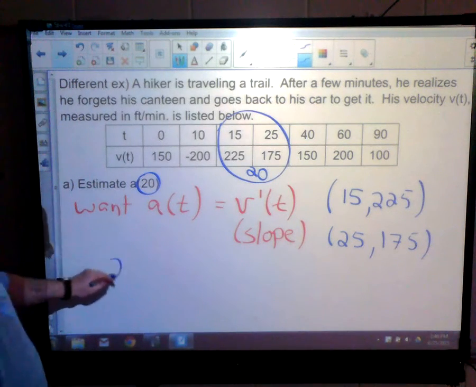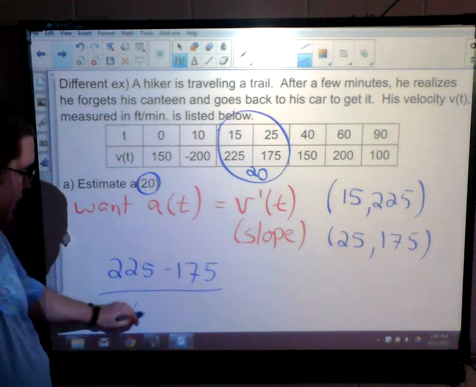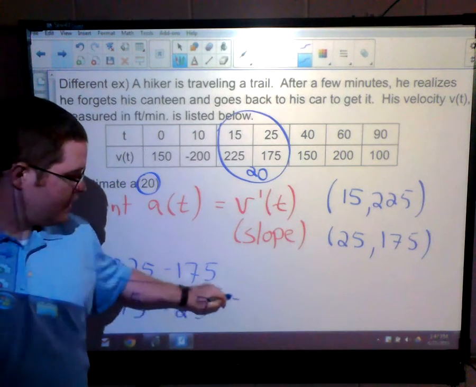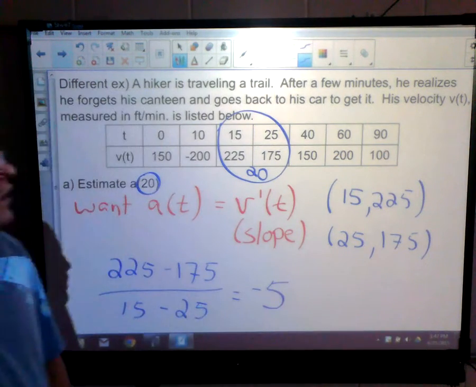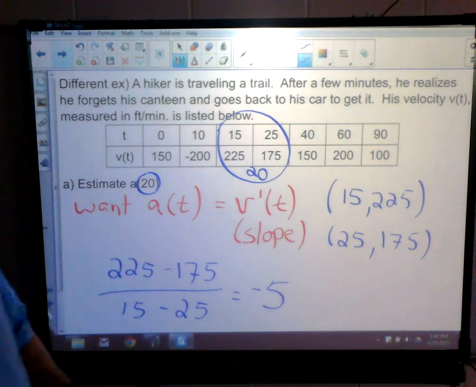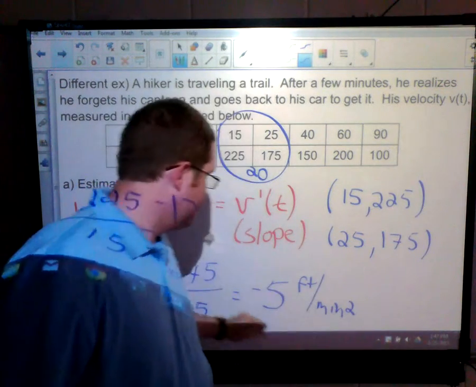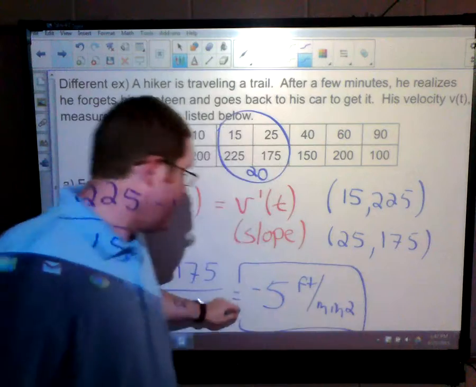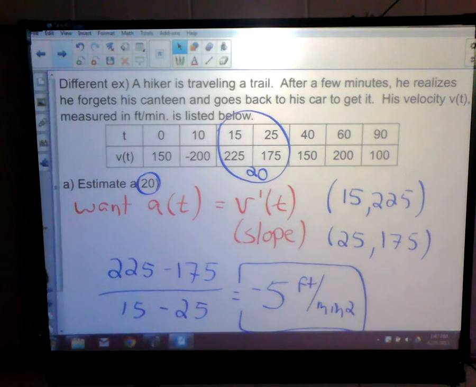Find your slope. 225 minus 175 over 15 minus 25, and that is equal to -5. What's the units for acceleration? In this case, it's feet per minute squared. Not an integration problem, not a RAM problem, not a trapezoid problem. It's a physics problem, just recognizing what's going on.